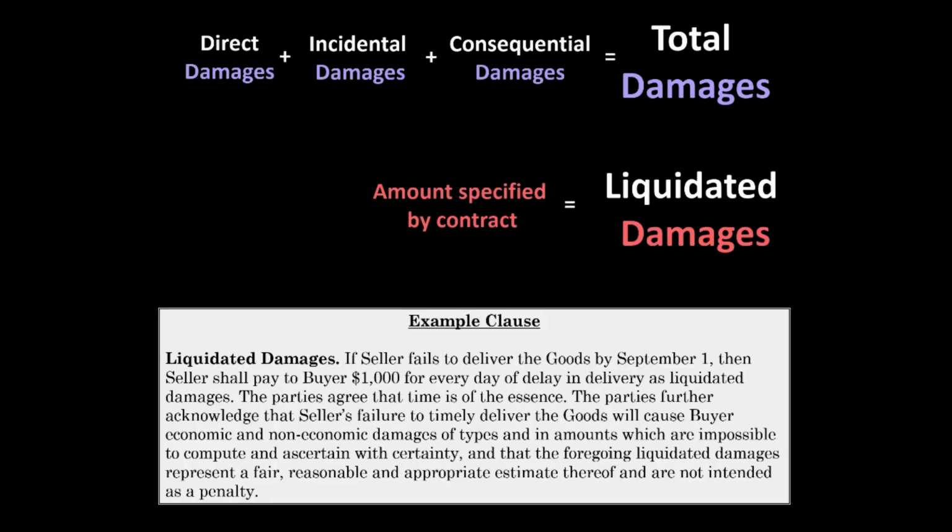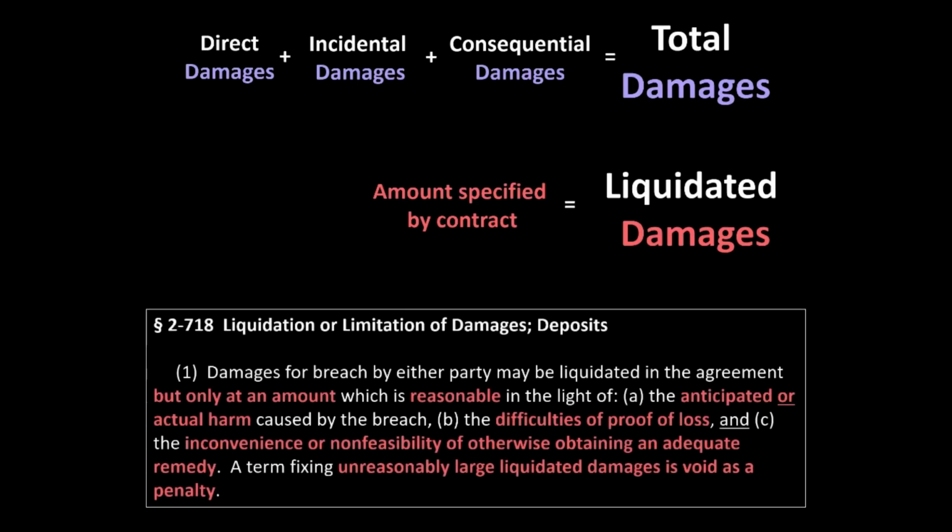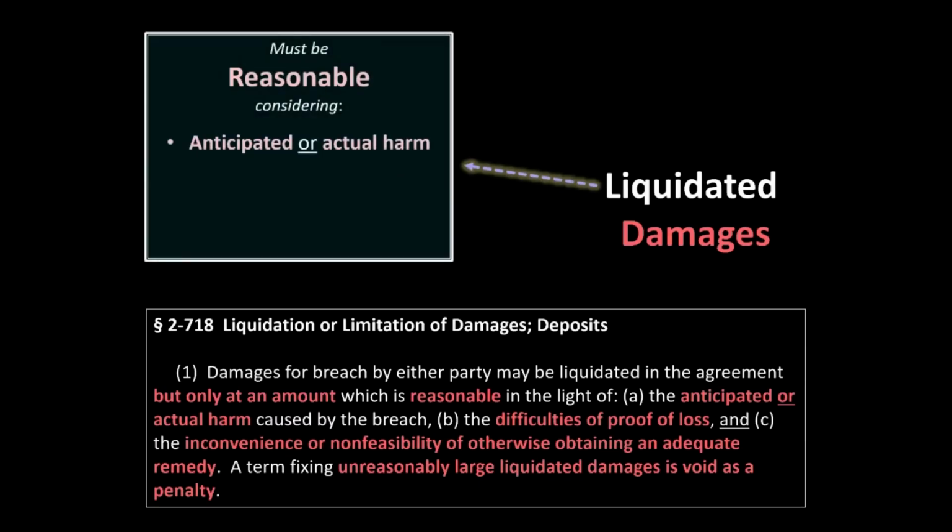So, consistent with the common law of contracts, Article 2 places limits on the enforceability of liquidated damages. Specifically, subsection 1 of section 718 imposes a limit of reasonableness, a test that is essentially consistent with the common law test. The amount liquidated as damages in the parties' agreement must be reasonable in light of three factors.